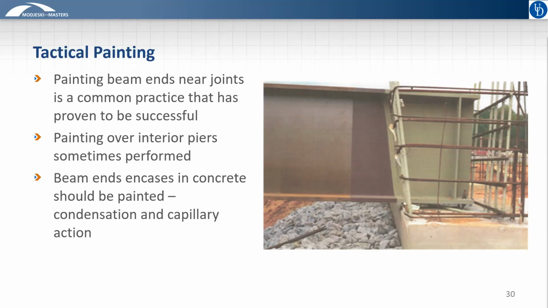Other areas that might be locally painted are over interior piers, and that's primarily from an aesthetic approach to prevent staining of the pier underneath. There are other approaches that we'll talk about a little later.